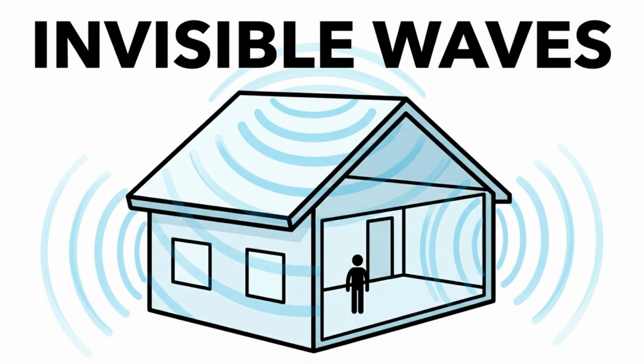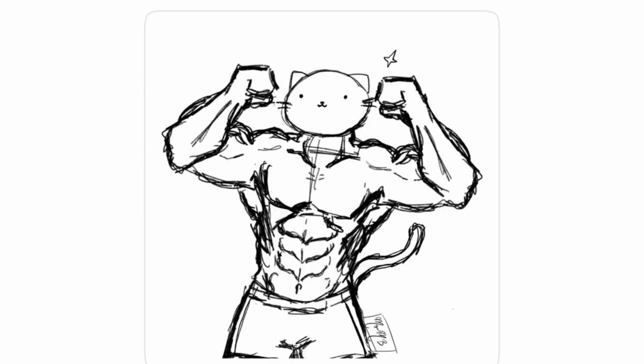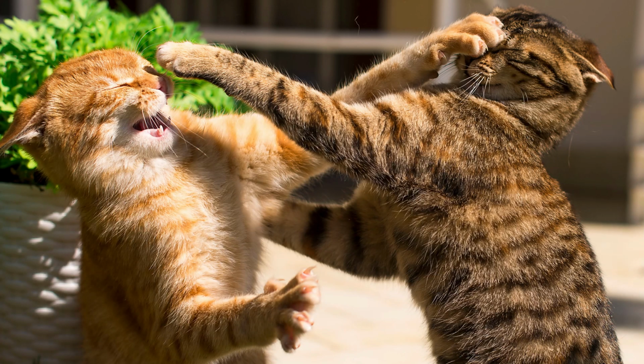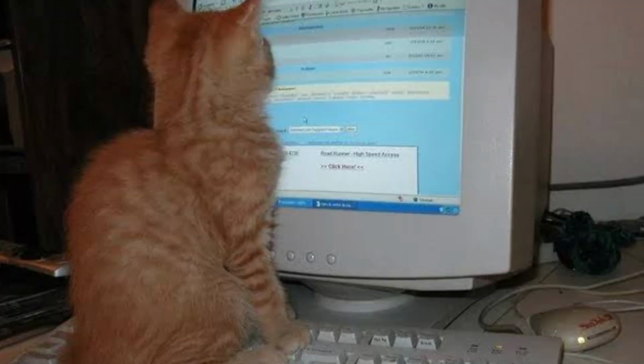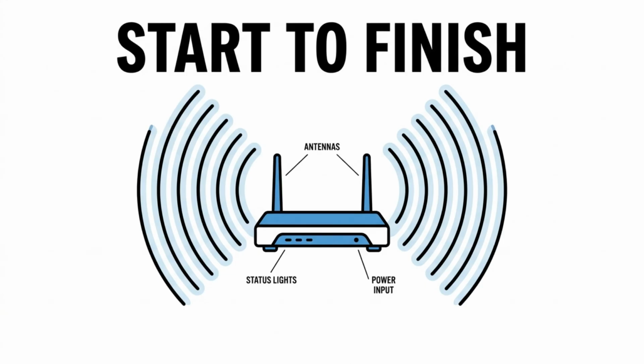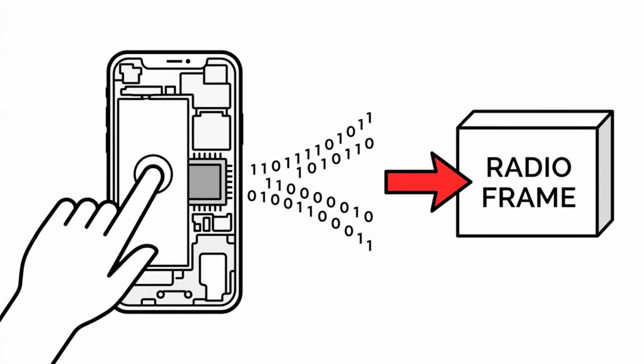Right now, invisible waves are passing through the walls of your house, through your body and through the air around you. You can't see them, you can't feel them, but they're carrying every video, every message, and every web page you've loaded today. Today, you're going to see exactly how Wi-Fi works, from start to finish in simple terms anyone can understand. Let's start with the moment you tap something on your phone.